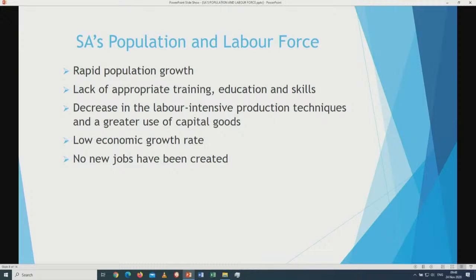And the economy again is not able to create new jobs. We have almost every year more than 500,000 of our matriculants finishing school. And we know that it is a fact that not all of them can be accommodated in our institutions of higher learning because of money and because of the quality of their results. But it is difficult for them to be absorbed in the labor market because the economy fails to create new jobs for new entrants into the labor market.